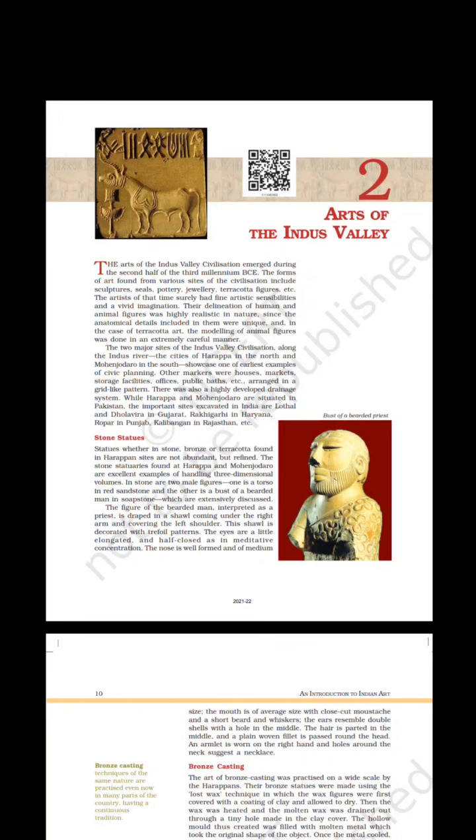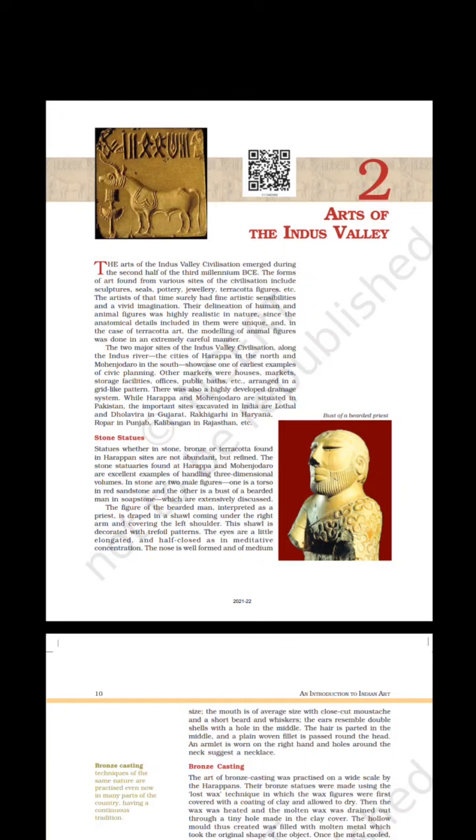While Harappa and Mohenjo-daro are situated in Pakistan, the important sites excavated in India are Lothal and Dholavira in Gujarat, Rakhigarhi in Haryana, Ropar in Punjab, Kalibangan in Rajasthan, etc. Take a look at this illustration, bust of a bearded priest. Stone statues. Statues, whether in stone, bronze or terracotta found in Harappa sites are not abundant, but refined.